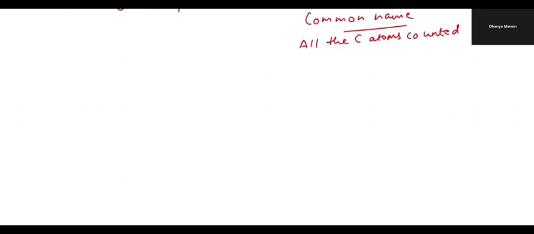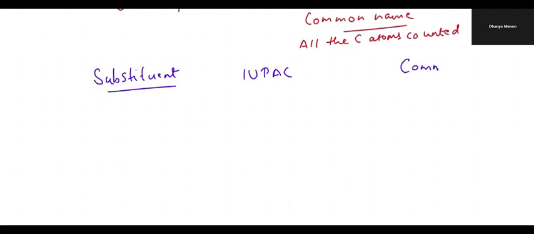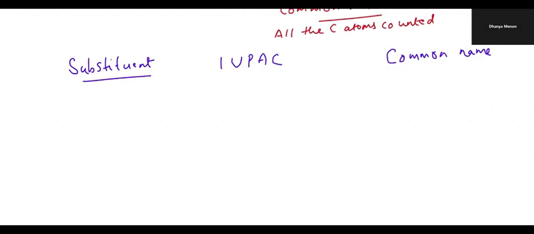This is the substituent. So in common name, we count all the carbon atoms. IUPAC name and common name. Okay, students, let's see now some of the common names of some substituents and IUPAC names. These common names are very important.